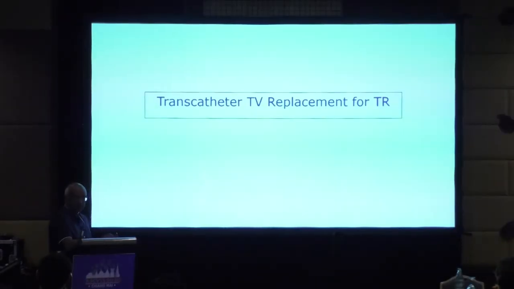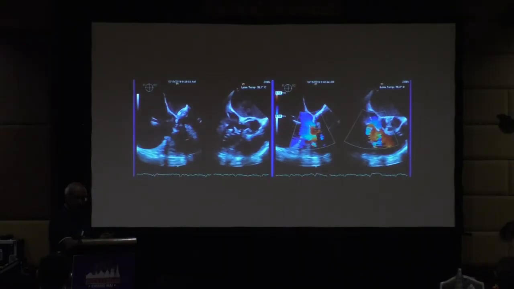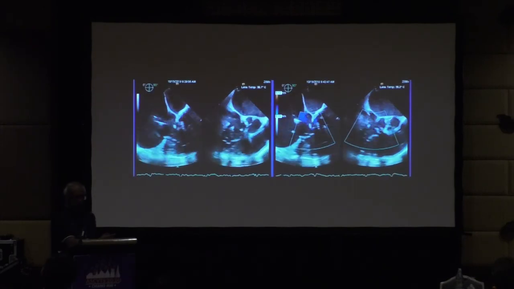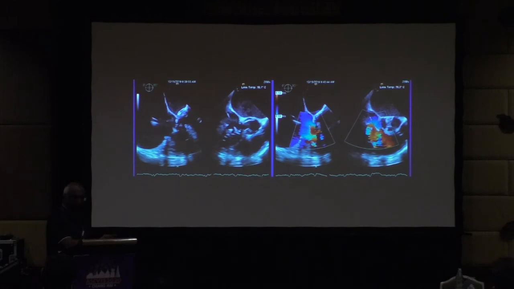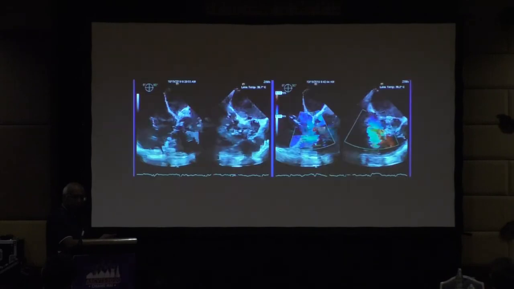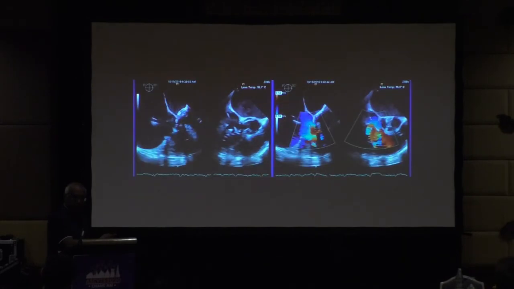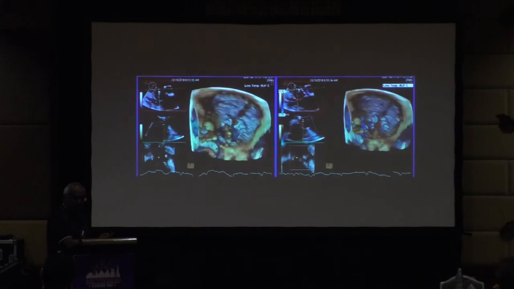So the last approach to TR is transcatheter tricuspid valve replacement. Here you see, I don't know why these movies are not playing. Oh, there they play. This is a patient who had a tricuspid ring and a mitral ring many years ago, now 78 years old, now has severe TR and right-sided heart failure. And you can see severe TR with the tricuspid ring at baseline on 2D echo. And on 3D echo, you can see the tricuspid ring, we are going to do a transcatheter tricuspid valve. So it's a valve in ring.